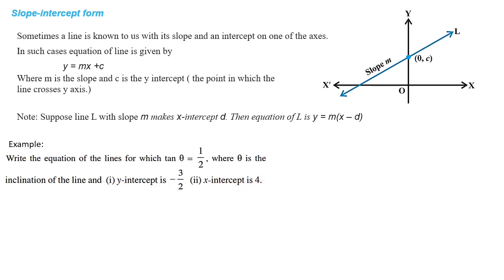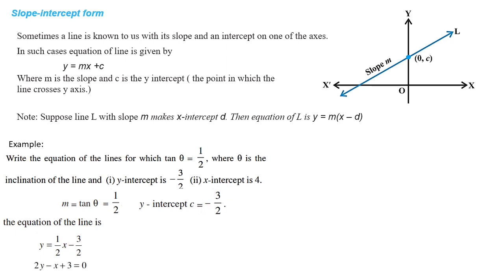So here the y-intercept is given, and the x-intercept is also given. We have to find two equations. So m, the slope, we need. For that, tan theta is given to us. Tan theta is actually m. M is equal to 1 by 2. Then the y-intercept, the alphabet we use is c, that is minus 3 by 2. So the equation of the line in y-intercept form is y is equal to mx plus c. Y is equal to m, m is 1 by 2 into x plus c.